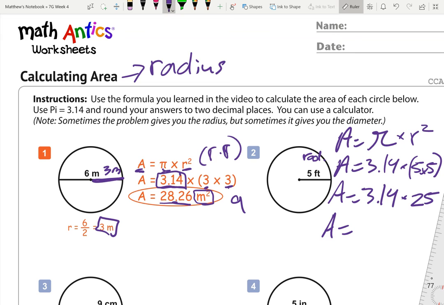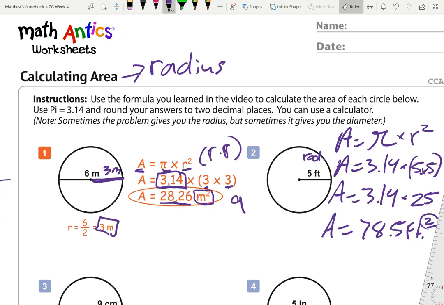And let's see, when I do that, oh, this is a little too tough to do in my head. And so I'm going to have to go over here to the calculator tool. And if I do 3.14, hope you're typing this in your calculator too, so we can do it together. 3.14 multiplied by 25, that gives me 78.5, and again, it's feet squared.